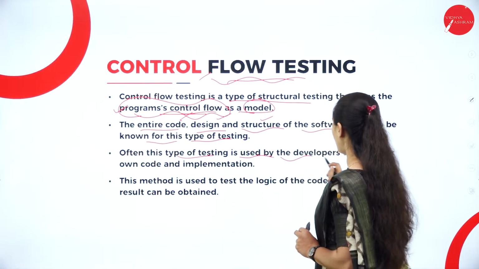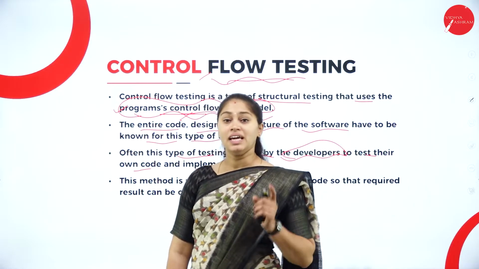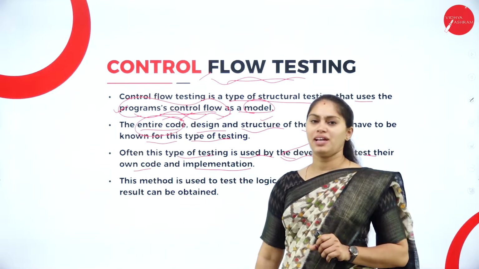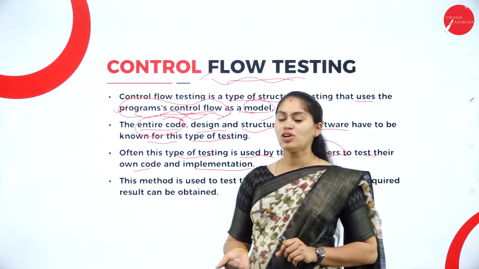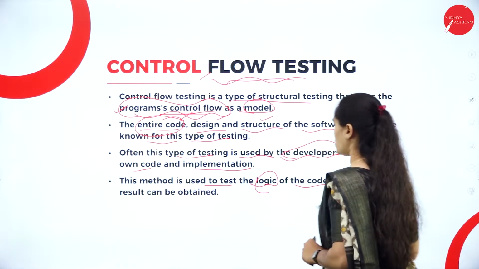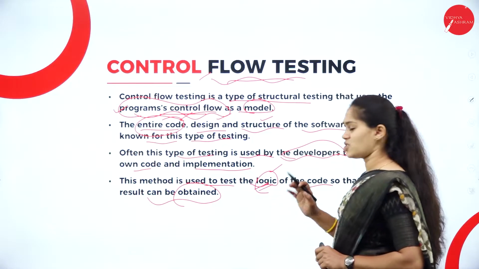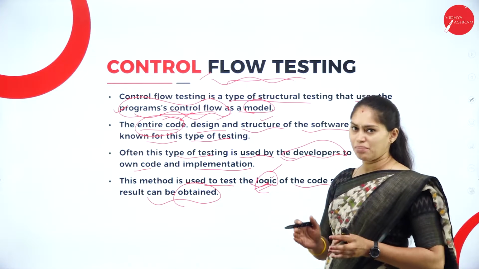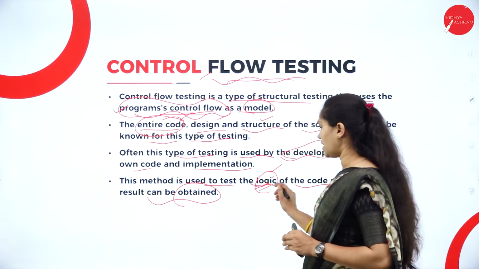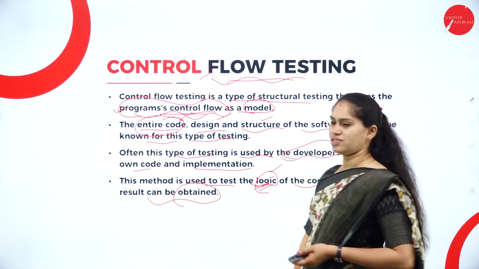This type of testing is used by the developers to test their own code and implementation. This is going to be done by the developer itself if they are accessing only the source code. That is why we are saying that when they are accessing the source code, it's only going to be done by the development team itself. They must be able to do both development as well as testing. Also, this method is used to test the logic of the code so that required results can be obtained. If I have accessibility to the source code, then only will I get to know the logic of an application or software. Then only will it be easy to recognize whether we have any errors or bugs in that particular logic, and whether it is satisfying the requirement of a customer or not. Everything will be noted down at the time of this control flow testing.